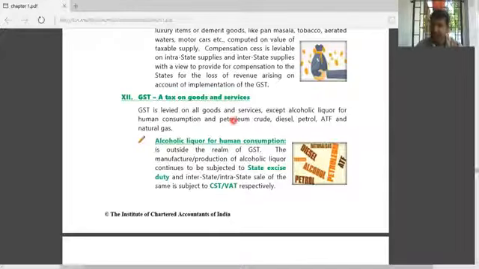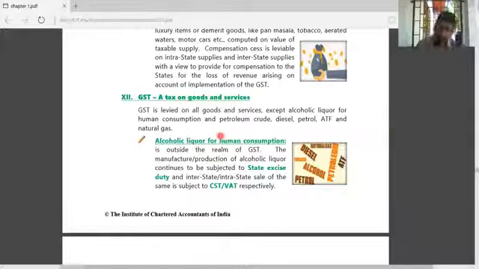So GST is levied on goods as well as services, except alcoholic liquor for human consumption and petroleum crude, diesel, petrol, ATF, and natural gas. So GST is not levied on two broad items. What is it? One, alcoholic liquor for human consumption. Why alcoholic liquor for human consumption? Is there any GST? There is no GST on alcoholic liquor.